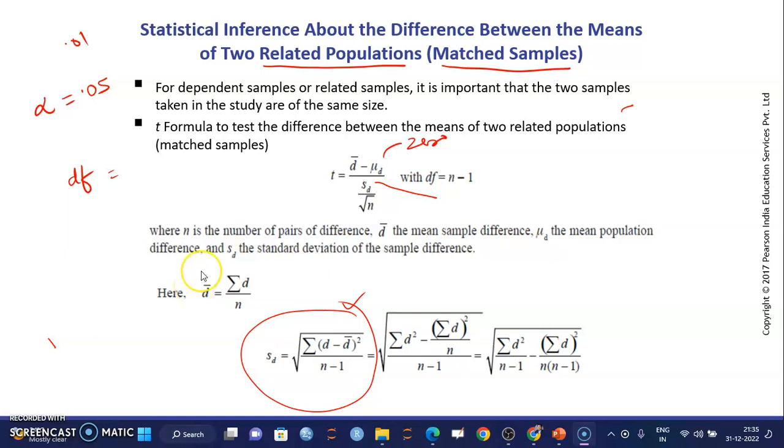Hello students, in this lesson we'll talk about how to compute the t-value for a two-sample t-test with matched samples or matched pairs. We also call these populations the two related populations. Let me quickly show you one question, then I'll come back to this formula.